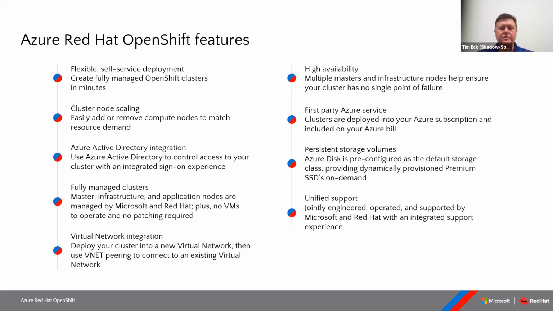So I'll move through some of the features really quick, and I really want to focus in on the fully managed clusters, because that's the big difference between, say, taking Azure and doing an IaaS implementation and laying down the cluster myself. You get that fully managed cluster, right? The master, infrastructure, and application nodes are all managed by Microsoft and Red Hat. And then you're just interacting with the cluster with your CI/CD pipelines, with your development tools, deploying your applications, right? You can integrate your own virtual network. You have HA. You also get that first-party Azure service.